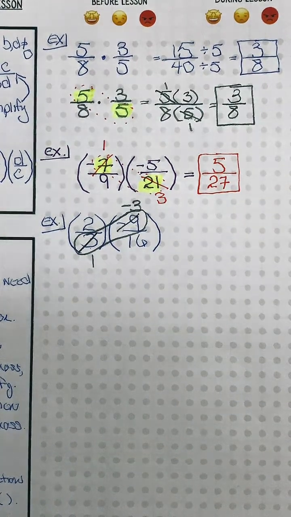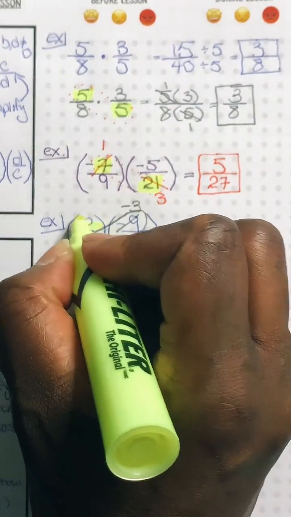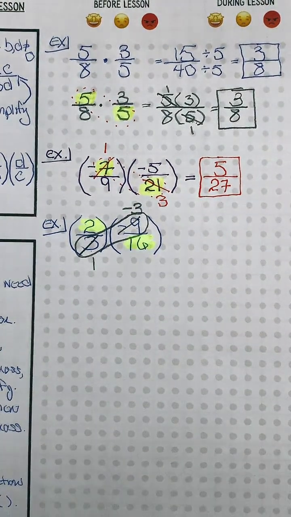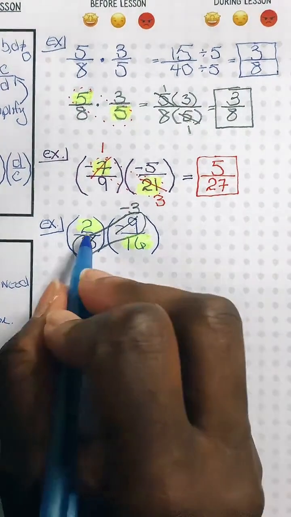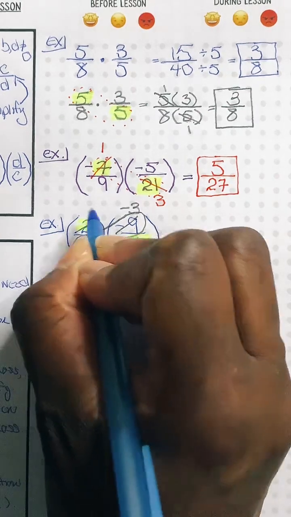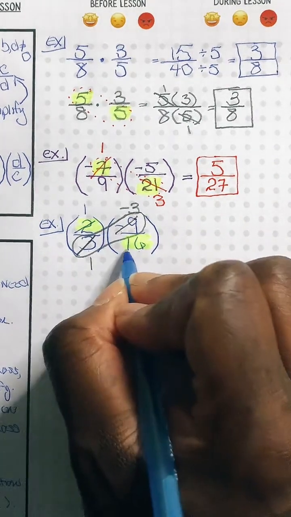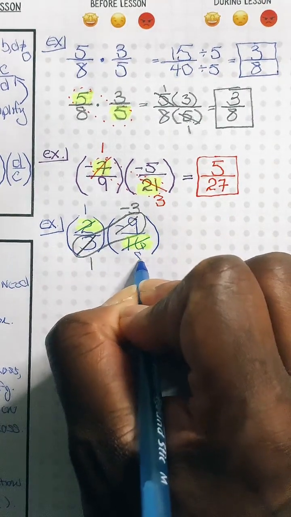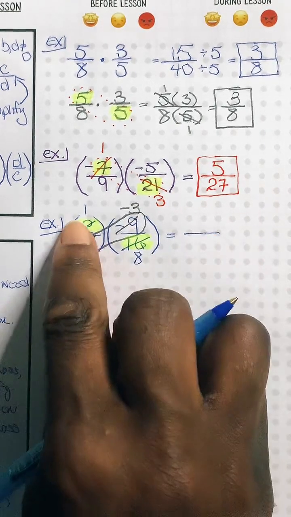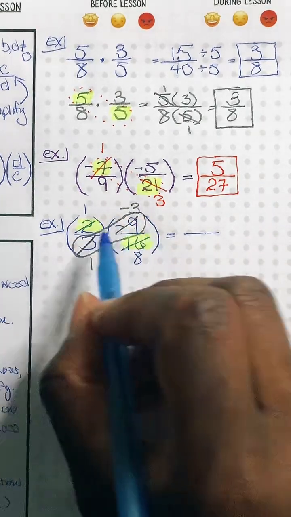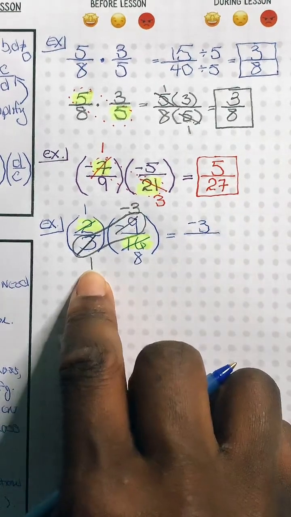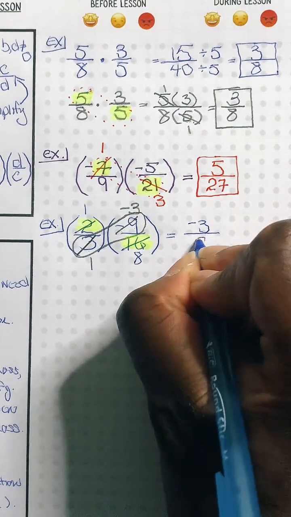But guess what? Because I like to be sneaky. We have 2 and 16. So they can be simplified. So what 2 and 16 have in common is 2. So 2 divided by 2 gives me 1. And 16 divided by 2 gives me 8. So now everything is simplified. Let's multiply straight across. So 1 times -3 gives me -3. And 1 times 8 gives me 8.